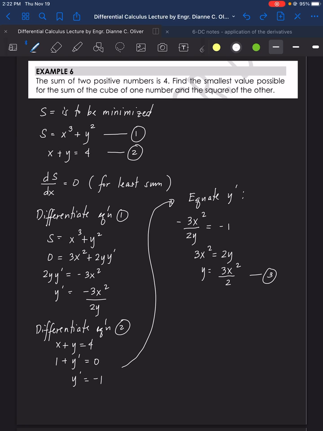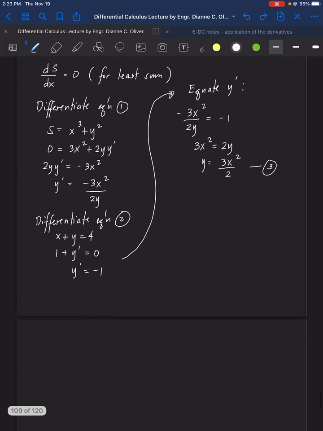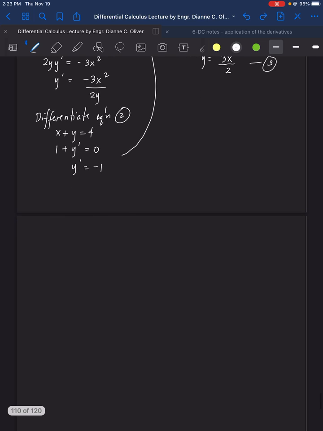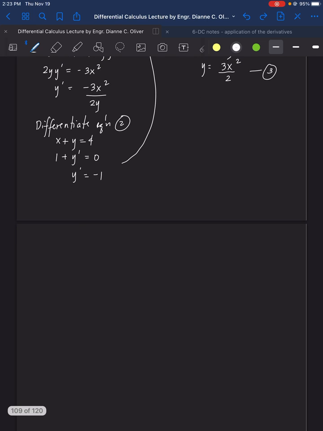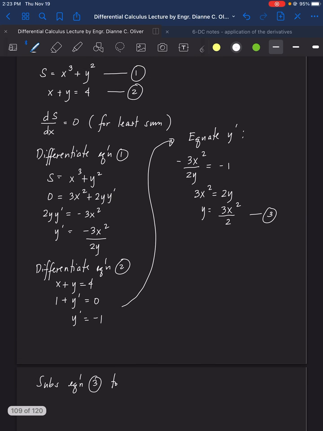So one equation that has a constant is equation number 2. So let's substitute what we got here, equation number 3, into equation number 2. So let's use the other page. Substitute equation 3 to equation number 2.